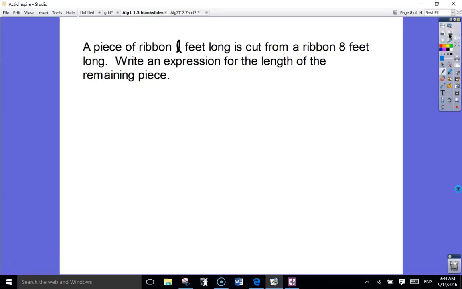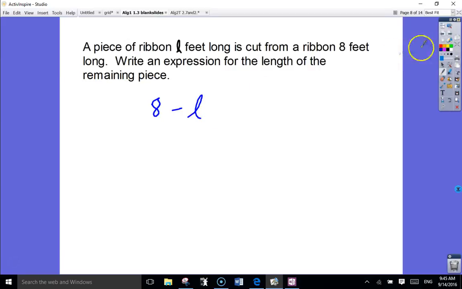No equal sign. So if you start with 8 feet and you take away L feet, then the way you write that is 8 minus L. What does 8 minus L equal? It depends on what the value of L is, right? Somebody would have to tell you how many feet that is. But again, that's algebra. Algebra is using letters and unknown quantities and doing operations on them even though you really don't know what the value is.